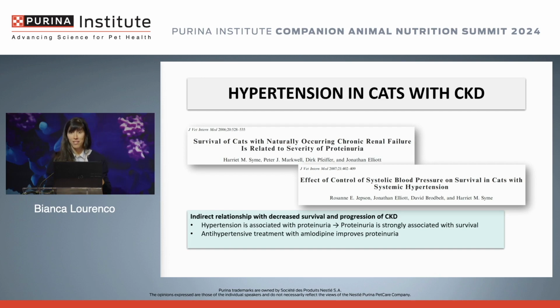So the available literature for cats would suggest that hypertension is highly linked to proteinuria, and then proteinuria is an independent risk factor for survival. I'll, however, highlight that in these studies, all of the hypertensive cats were being treated with antihypertensives, so it might be difficult to prove that hypertension had an impact on survival when you were treating hypertension itself.